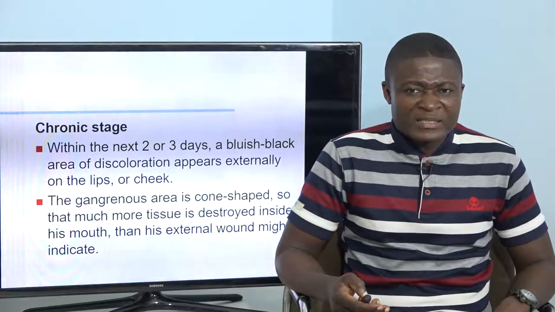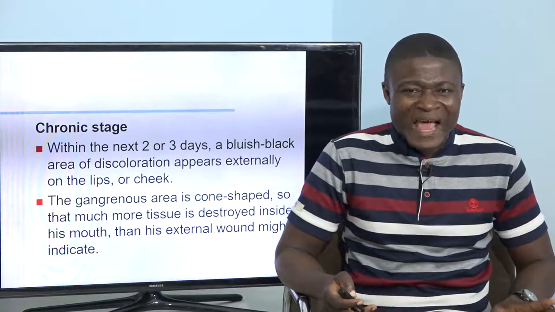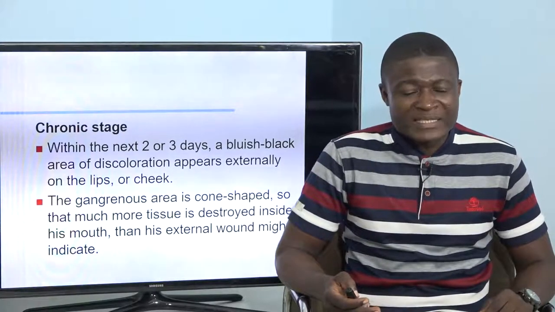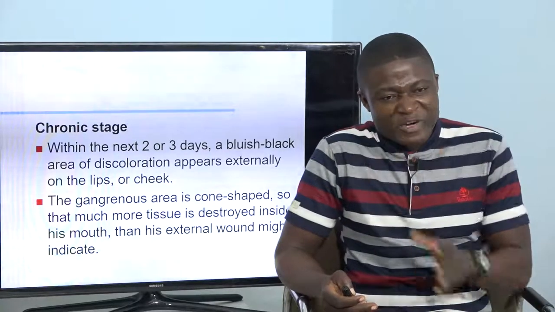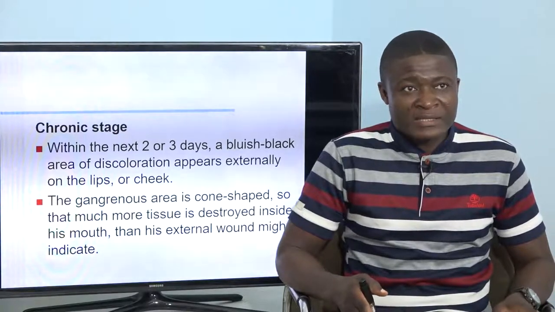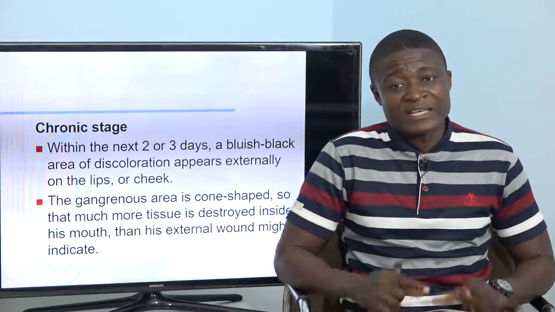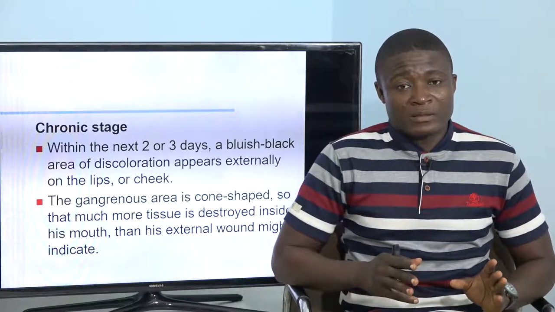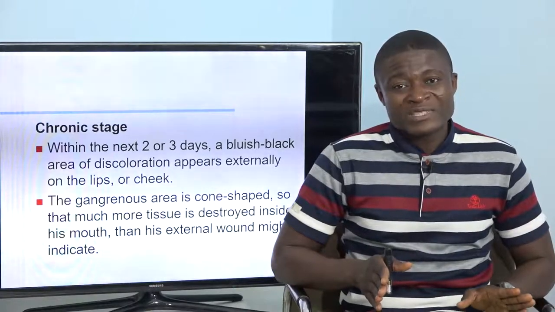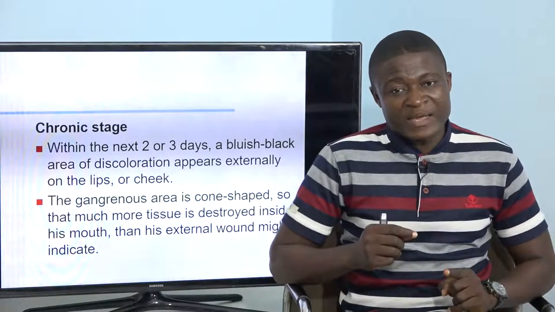The gangrenous area is cone-shaped so that much more tissue is destroyed inside the mouth than the external wound might indicate. What I'm trying to say here is, if you still remember how a cone is, you'll see that the base of the cone is broader, and then the apex becomes smaller as it gets to the apex. So the cancrum oris lesion or ulceration looks like a cone.